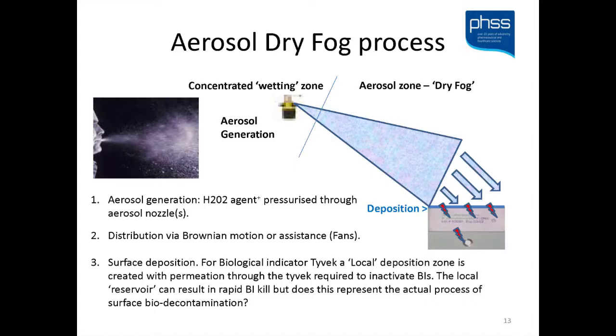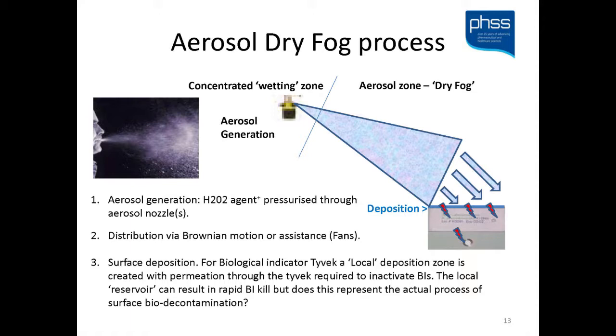Now, the other thing here, you can see that if it's not going through a Tyvek, you're getting this wonderful deposition layer. And that's going to saturate and permeate through. So you've got a reservoir of peroxide that's going to go through and rapidly kill the biological indicator. And actually, that's what happens. So you do get a very rapid kill because you create a reservoir of peroxide.